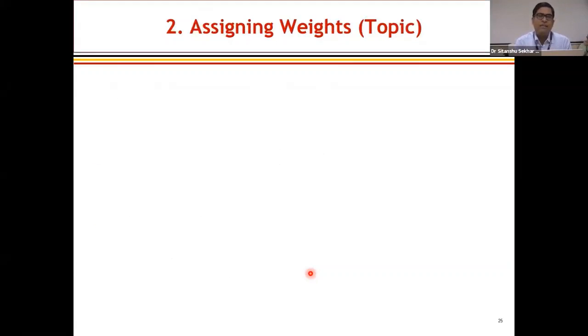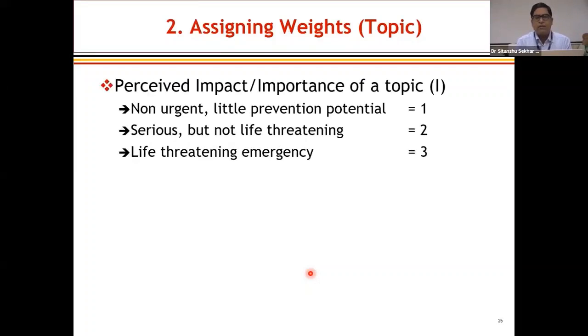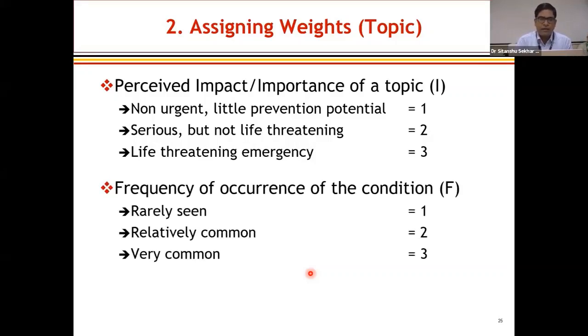Is there any other way of assigning weights to the subject that we are teaching in our specialty? Weights can be given in various ways, but the 2 common things people do are to classify topics as per impact and frequency of the condition. Impact is subdivided: if it is not urgent with little prevention potential, it is given a weight of 1 on a scale of 1 to 3; serious but not life-threatening is 2; and life-threatening emergencies are given a weight of 3. It is also imperative to consider the frequency of occurrence of the condition. If the condition is rarely seen, it is given a score of 1; relatively common, 2; and very common, 3.